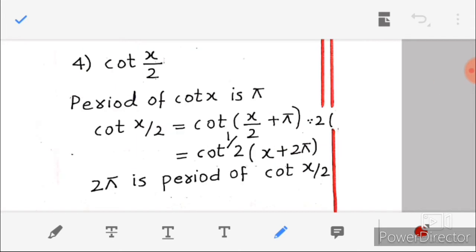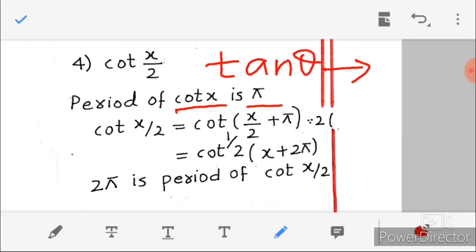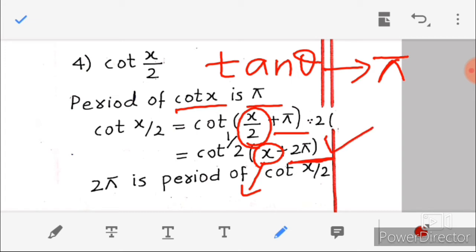Now question number 4, cot x divided by 2. We have to find the period of this function. The period of cot is pi because cot is the reciprocal of tangent theta, whose period is pi. So cot of x by 2 equals cot of x by 2 plus pi. Now taking 1 by 2 common, because we want x alone without any number, this becomes multiplied by 2 pi. So we get that 2 pi is the period of cot x divided by 2.